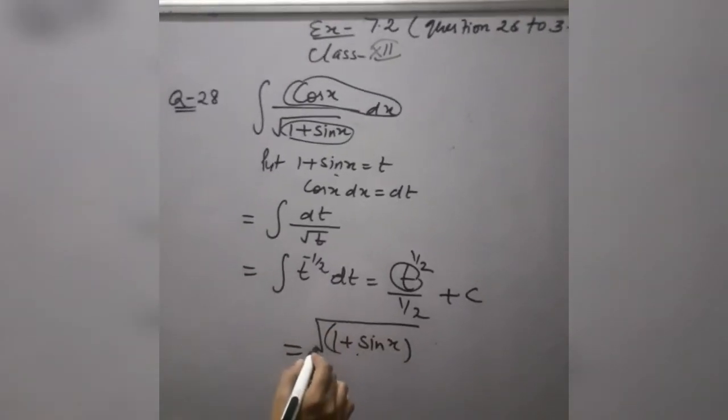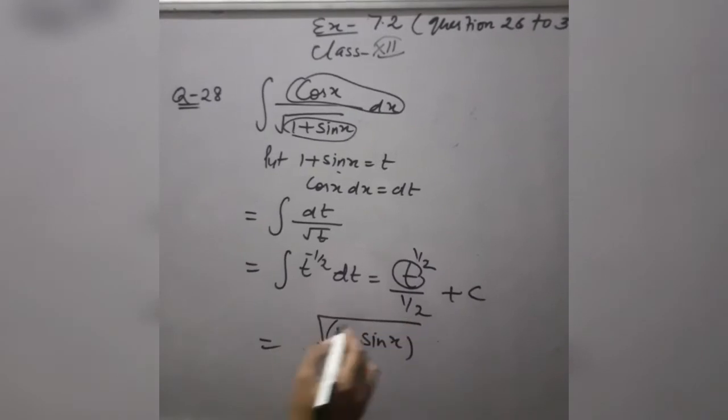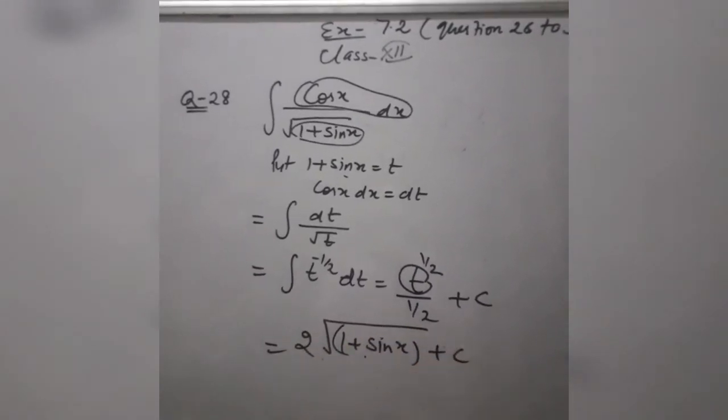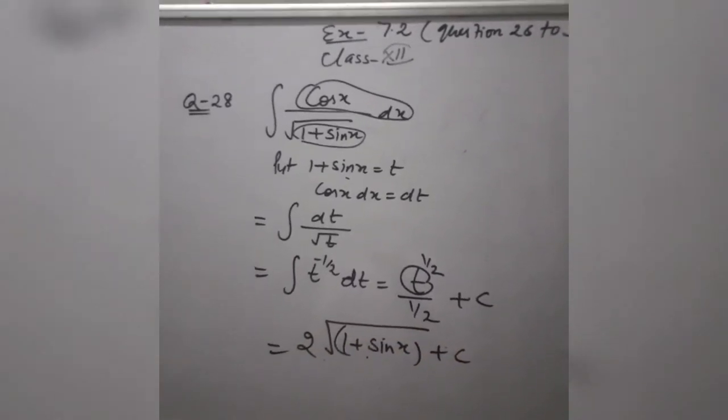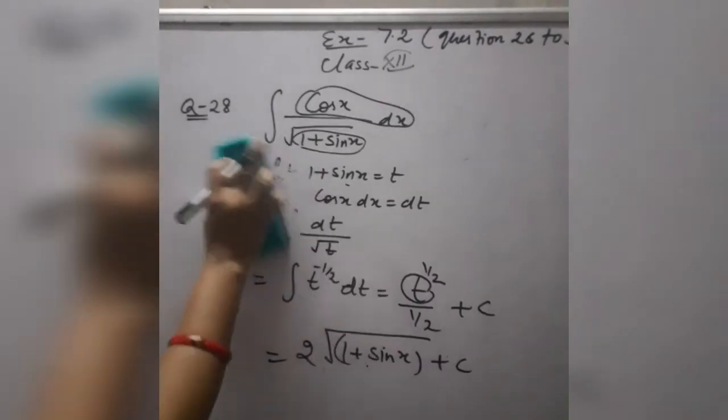This half can be written as root, and this 1 by 2 shift this 2 here and plus c. This is the answer. Now see in question number 29.